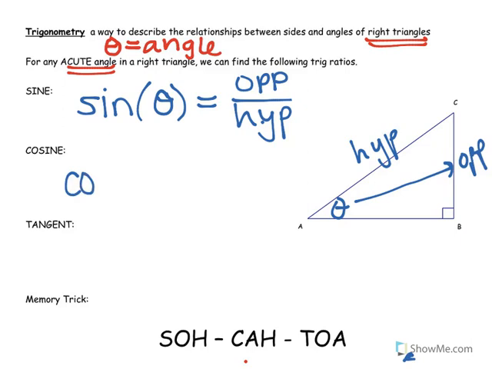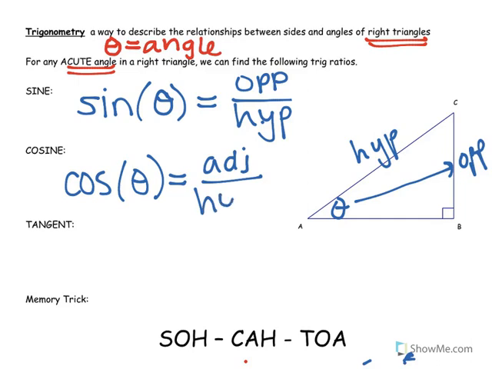Cosine, we're going to abbreviate that as COS. So cosine of theta is going to be the ratio adjacent side over the hypotenuse, okay? So the adjacent side to the angle would be here, and the hypotenuse would be above.